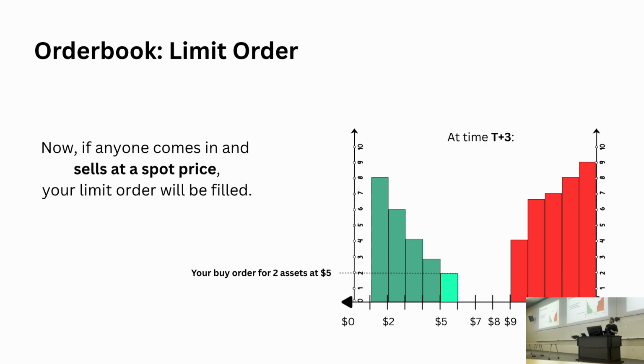What does it mean? It means that if somebody gets into this order book and does the spot sell order, they're going to sell it to you at $5. If they're selling more than 2 assets, again, it works the same way. It's just going to iterate from best price to worst until the liquidity is exhausted.